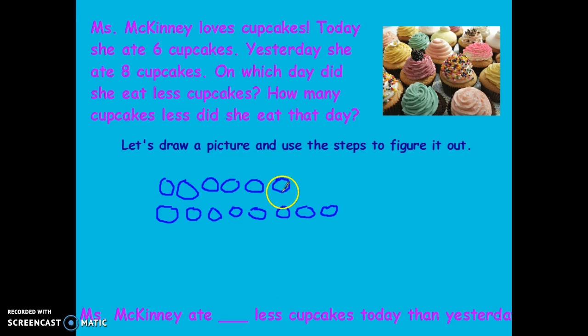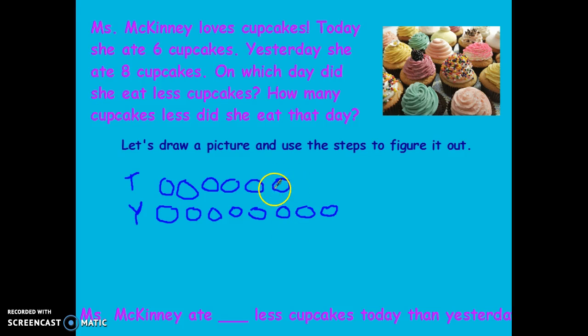So now I drew it. Let's figure out, on which day did she eat less cupcakes? How many less cupcakes did she eat? So here is today. I'll write a T for today. And these are what she ate yesterday. Which day did she eat less on? You're right. She ate less cupcakes today. She only ate 6. Let's go through our steps to figure out how many less she ate.